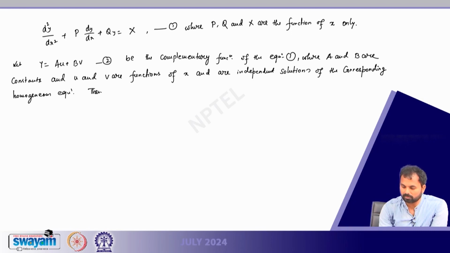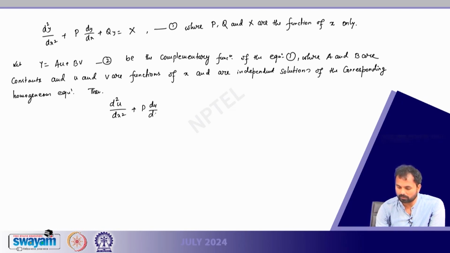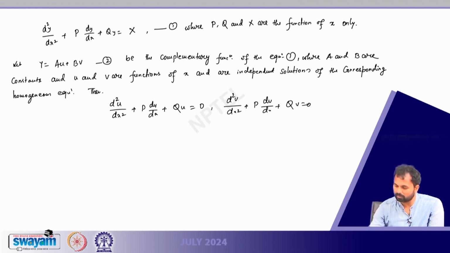Then what will happen? Since u and v are both solutions, we will have d square u by dx square plus P du by dx plus capital Q u equal to 0, and we will have d square v by dx square plus capital P dv by dx plus Q v equal to 0. This is equation number 3.